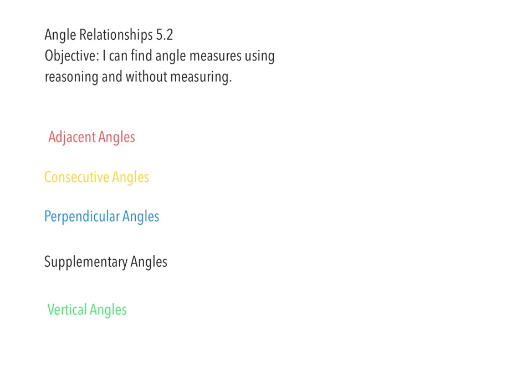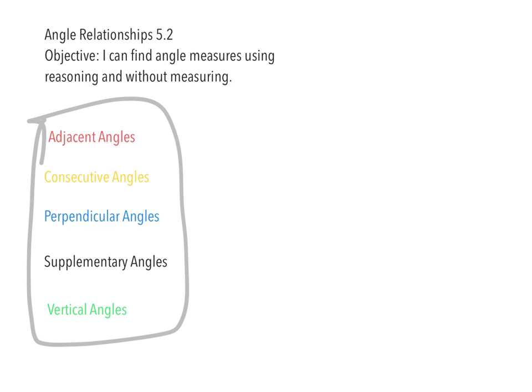Today's lesson is lesson 5.2, and we're talking all about angle relationships. Yesterday we talked a lot about classifying them as acute, right, obtuse, reflex, different things like that. Today we have quite a bit of new vocabulary, as you can see, and we're going to be looking at all of these terms to help us today. So our goal: I can find angle measures using reasoning and without measuring. So protractors, we do not need them right at this moment.